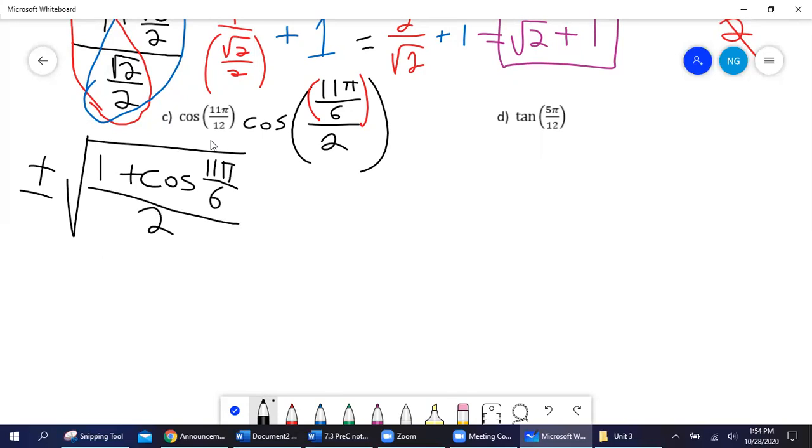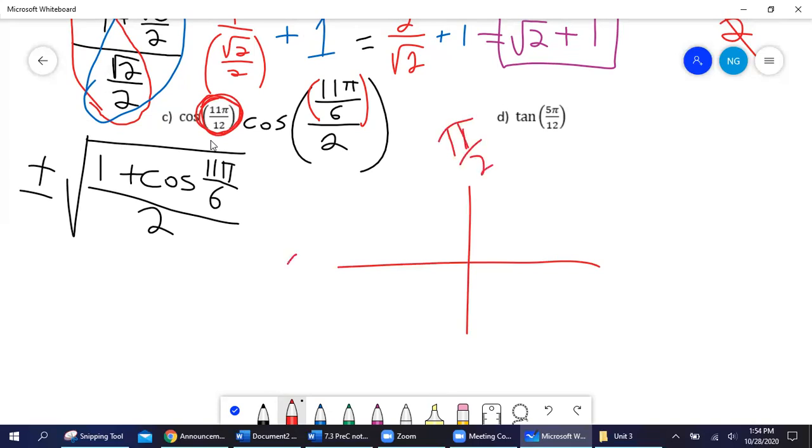all over 2. Now remember, I've got to figure out, is it positive or negative? This is where you've got to think, where would 11 pi over 12 land? 11 pi over 12 is more than pi over 2, but less than pi. It would be over here. Cosine is negative in the second quadrant. So this one's going to be negative. That's how I determined whether it was positive or negative.